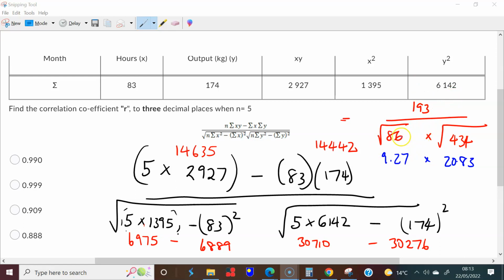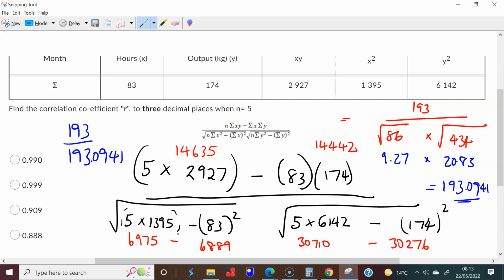But if you look at the square root of 86, that's 9.27. The square root of 434, that's 20.83. So multiply those two together. I hope I'm not too far out, 9.27 times 20.83 comes to a total of 193.0941. So in effect, I have 193 divided by 193.0941. Let's see what that looks like.